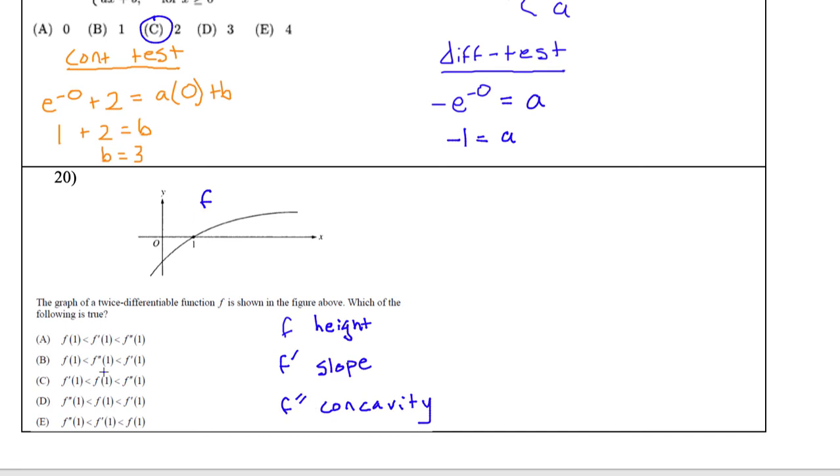Let's go ahead and analyze the graph. Ignore all of this for now. At the point 1, all of these have 1 on them. At this point, what is the height? The height here is 0. What is the slope? The slope is some positive number, so I'm just going to put a positive. And the concavity is concave down at 1, so this is a negative. Order them from least to greatest: negative, then 0, then positive. So f double prime, f, then f prime. The correct answer here is D.